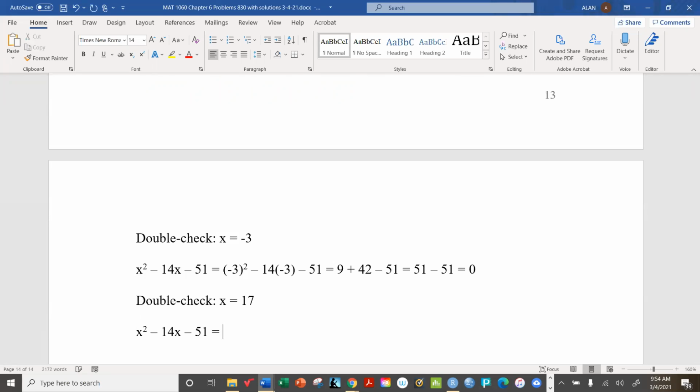So we'll have 17 squared minus 14 times 17 minus 51. Some big numbers here. 17 squared is 289. And then 14 times 17 is 238 minus 51, which is, 51 minus 51, it's 0. Woohoo. Okay.